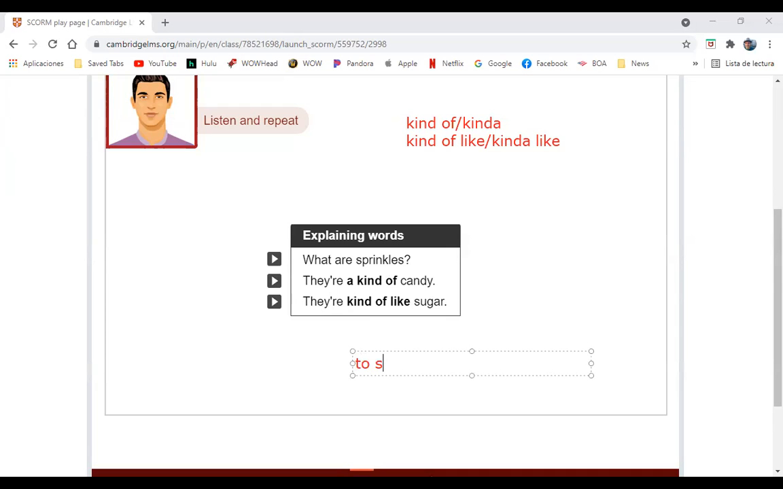sprinkle is also a verb. Really? Yes, to sprinkle, like when you sprinkle something over a cake, over something. Oh, okay. You can sprinkle over something. Sprinkle also means like water. You sprinkle me. How do you say in Spanish? Well, don't forget about salpicar. Like salpicar? Salpicar, right. That's the word.